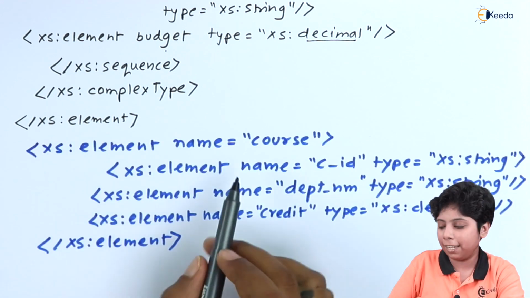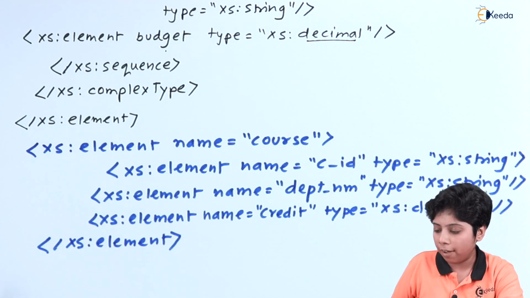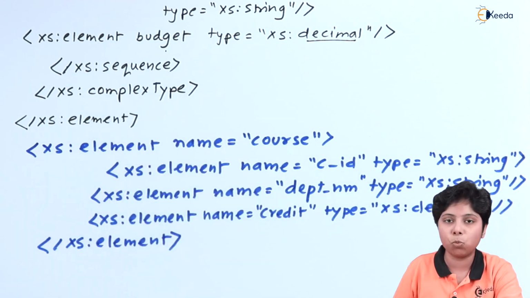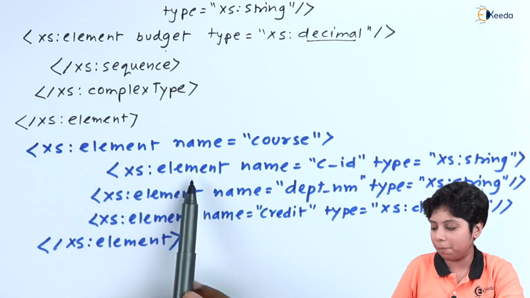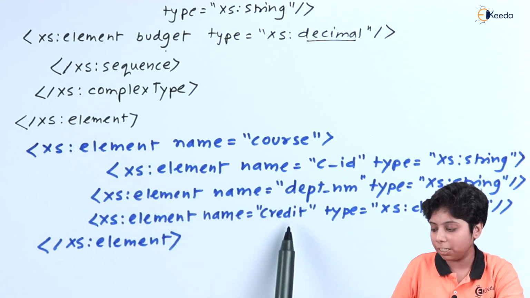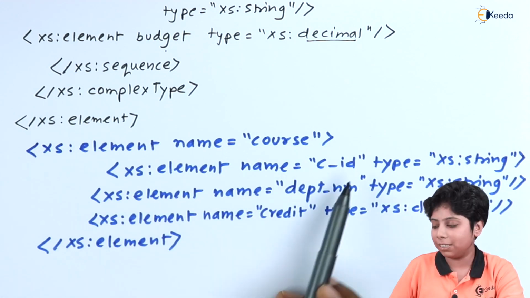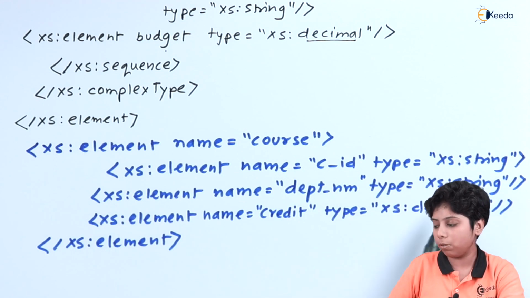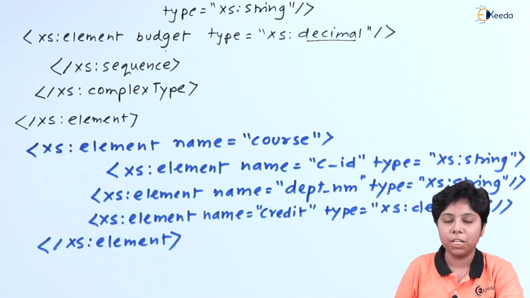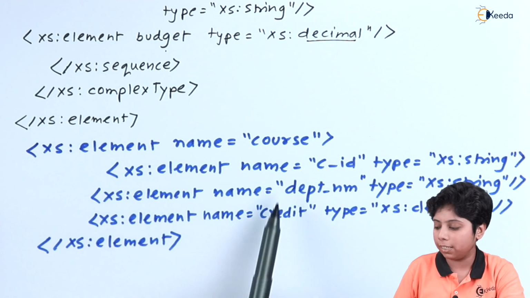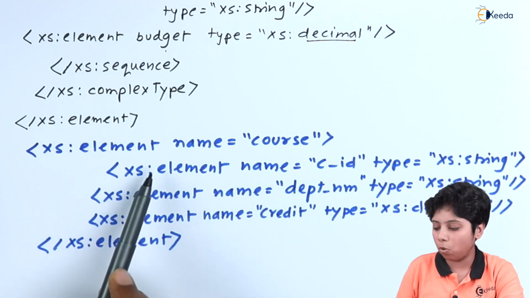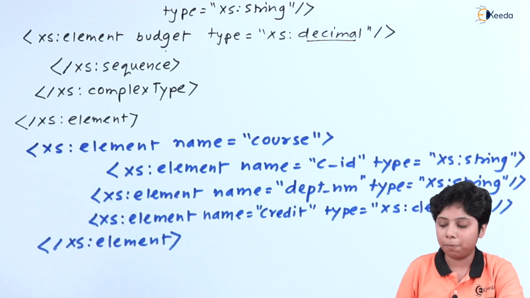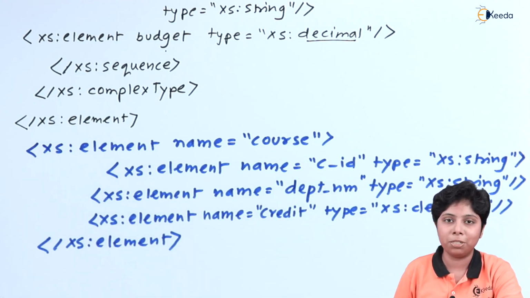Now let's look at this element course. We have mentioned the complex type and sequence here. So course is not considered as a complex type data type. It is just having the sub-elements name, the department name and the credit, with the CID as a string and decimal. So there is no sequence, the ordering can go any way, and we do not have the codes as a complex type. That means all these are separated from each other.